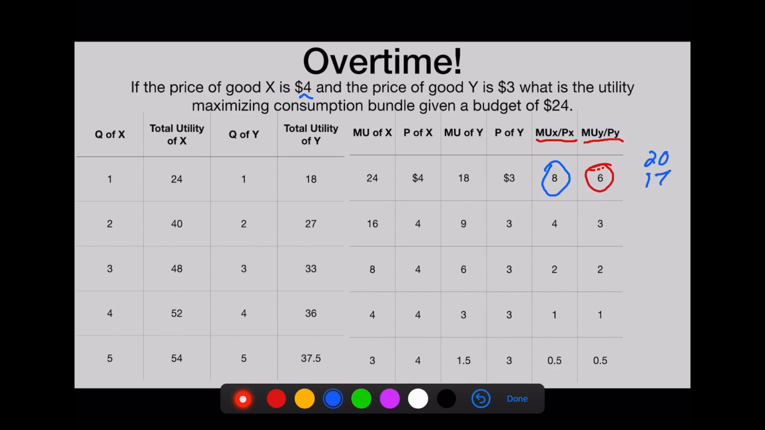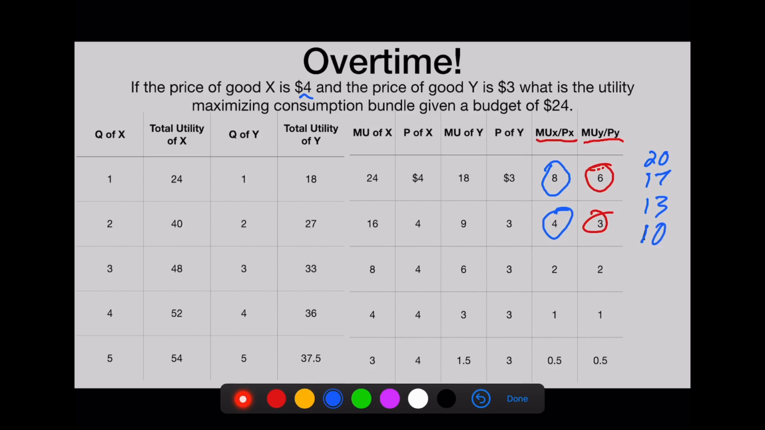What do we want to spend our money on next? 4. How much did that cost us? $4. How much do we have left? 13. What do we want to spend it on next? 3. How much did that cost us? Well, one good y costs $3, so we're down to $10. How do we spend our next money?